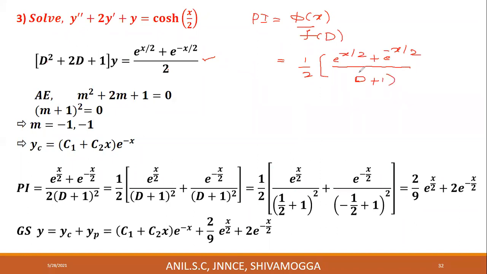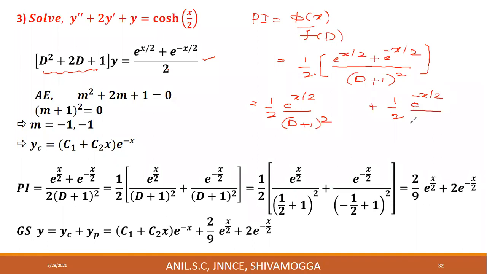In either way you can write that. F of D is D square plus 2D plus 1, or D plus 1 whole square. This is equal to half into e power x by 2 divided by D plus 1 whole square plus half into e power minus x by 2 divided by D plus 1 whole square. Clearly, these two are type 1 particular integrals because the terms are exponential terms.